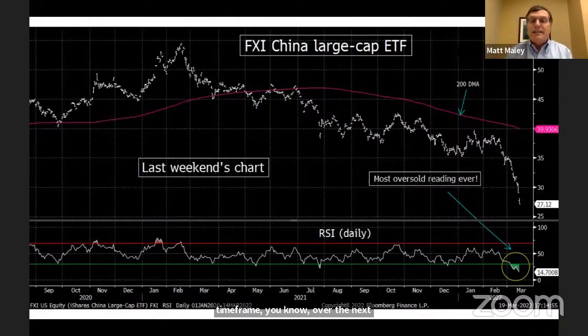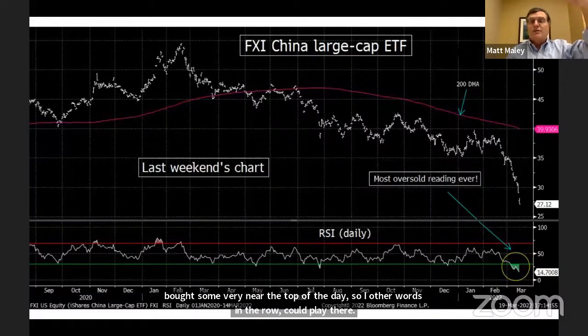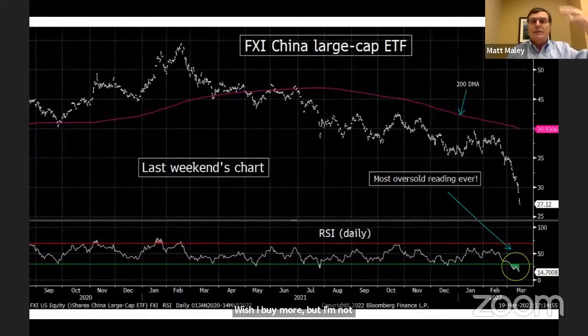What I did today, at the end of the day, I bought some TQQQ puts. I just thought the market was getting out of control. I bought some very near the top of the day. So in other words, a real good play there. Wish I had bought more, but I'm not going to beat myself up over it because there was so much upside momentum. God knows how far it would have gone. And then as it came down and the put moved up a little bit more, I didn't mind paying more. And I bought a little bit more at the very end of the day.